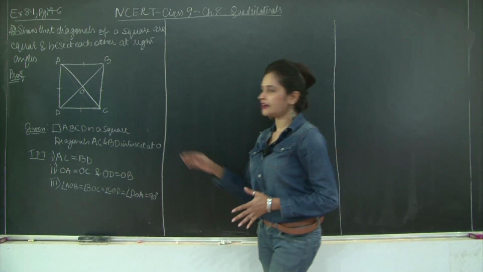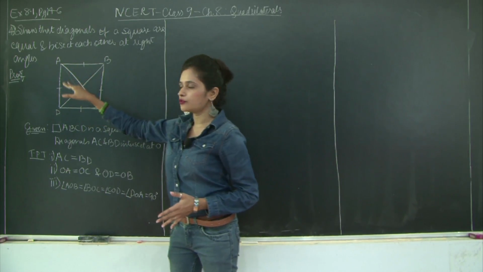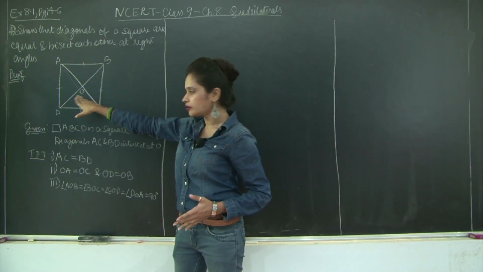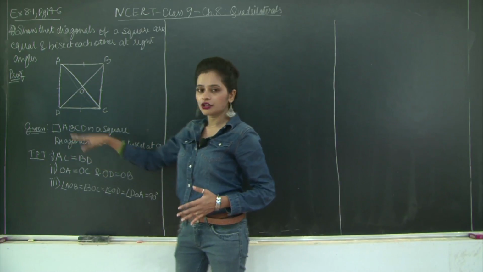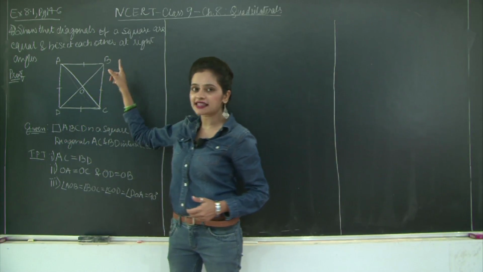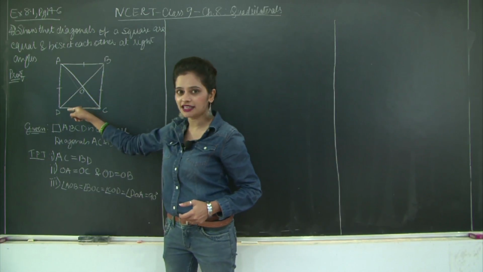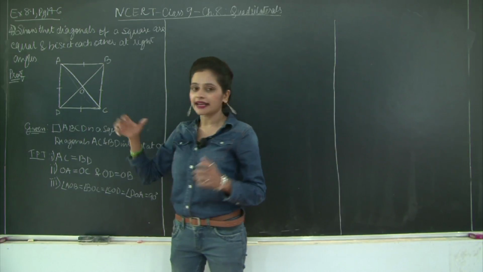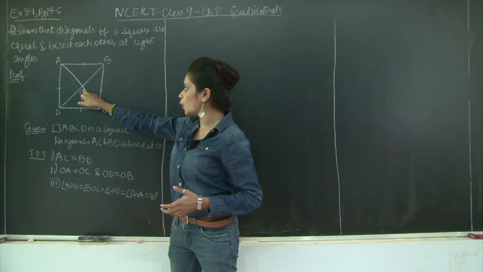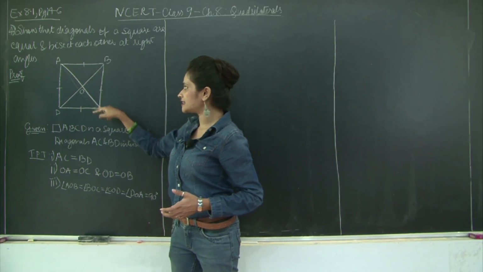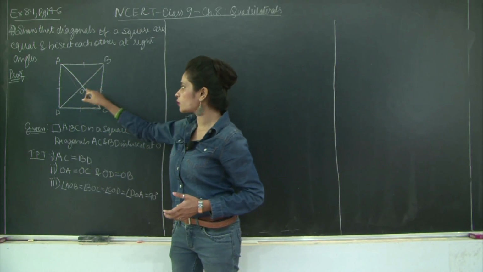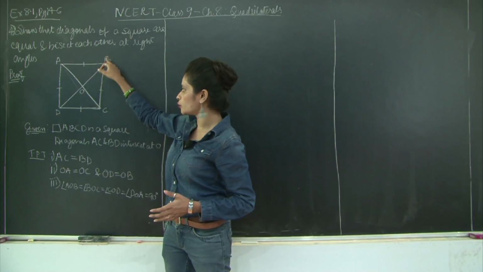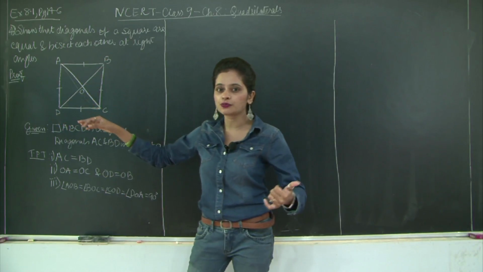That is, for a square ABCD, if you have diagonals AC and BD intersecting at point O, which is given here, you need to prove three things: that the diagonals are equal, that is AC is equal to BD. You need to prove that the diagonals bisect each other. Diagonals bisect each other, that means O is the midpoint of AC, that is OA is equal to OC, and O is also the midpoint of BD, which implies that OB should be equal to OD. So we need to prove this.